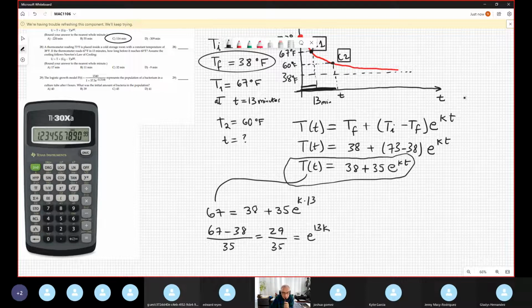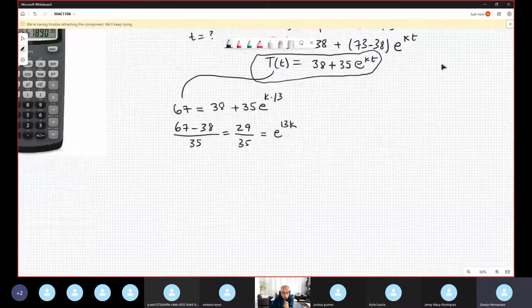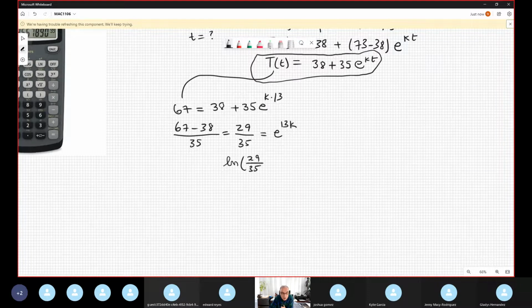What should I do now? Tell me, Gladys. ln. ln of this, and ln of this. And what is the reason that that part and that part cancel out each other? What is the reason in your own words? Not only Gladys, maybe another student participate.